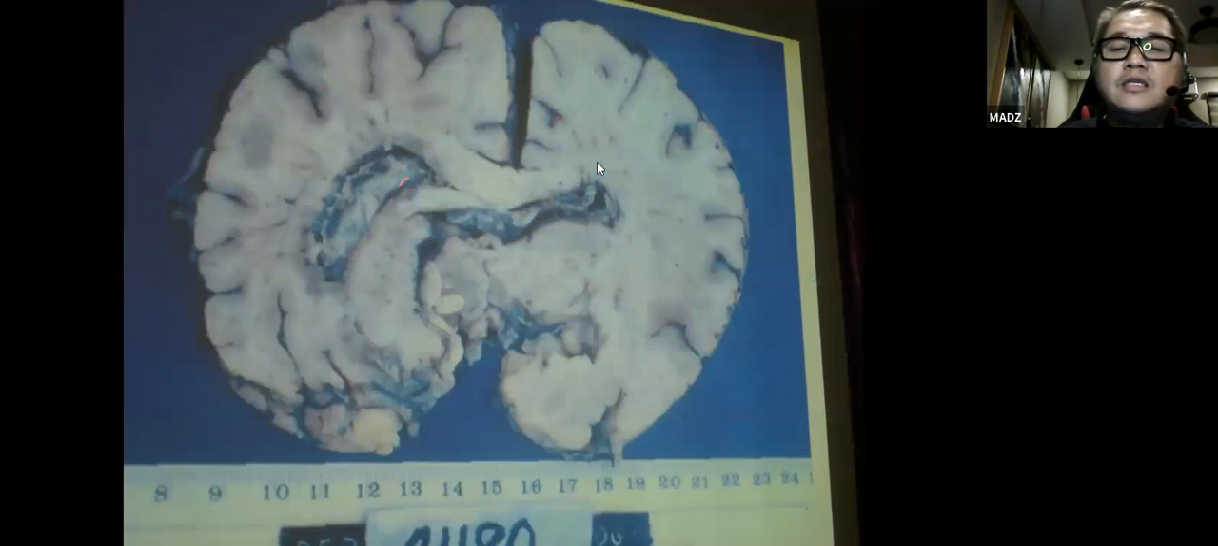So here is a brain in a coronal section. What I'm trying to point out here is the presence of pus also within the ventricles. And this would mean that there is a concomitant ventriculitis, okay? Which is of course seen also in patients with suppurative meningitis, okay?